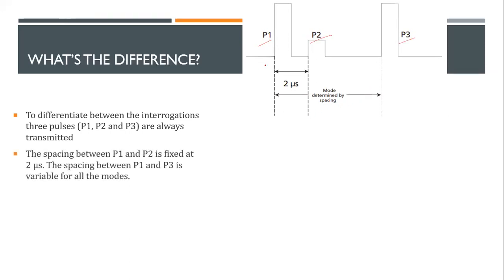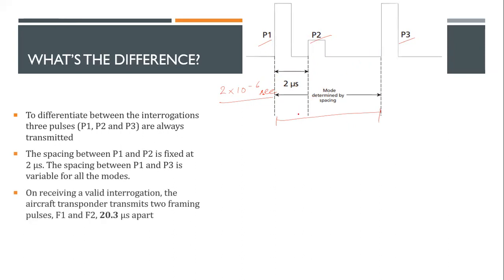The spacing between P1 and P2 is fixed. This is 2 microseconds, 2 times 10 to the power minus 6 seconds. The spacing between P1 and P3 is variable for all the modes. We'll understand what the modes are later. Right now we need to understand P1 and P3, the starting point of these pulses, that's where there's a difference.